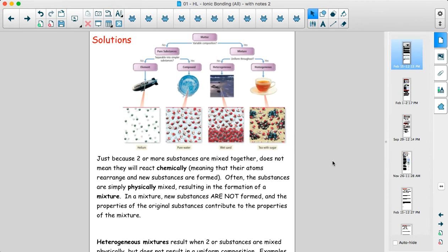A heterogeneous mixture means when you've mixed things together and the composition of the solution is not uniform. So there are lots of examples of these, but they tend not to come up as often in our chemistry questions, our chemistry class. Our most important focus is going to be on solutions.